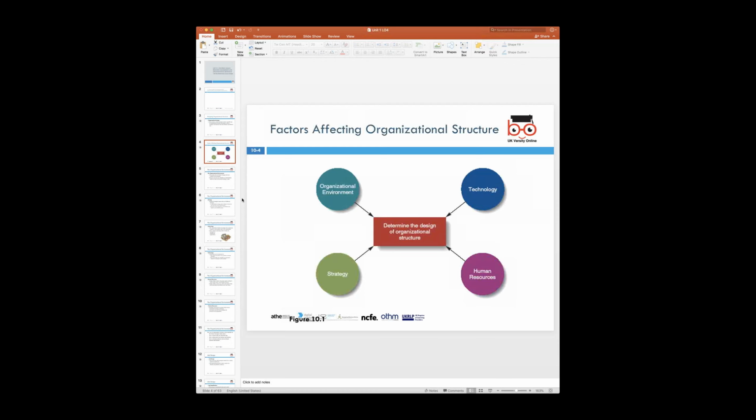Now, when we look at setting up a structure, what are the factors which affect it? There could be the environment or external factors. Sometimes it is to do with technology. And then in some cases, we look at human resources, which is one of the key wings, and the overall objectives. So when I say strategy, here I mean the overall goals and objectives of the organization. And all these 4 factors contribute to creating the structure, right?